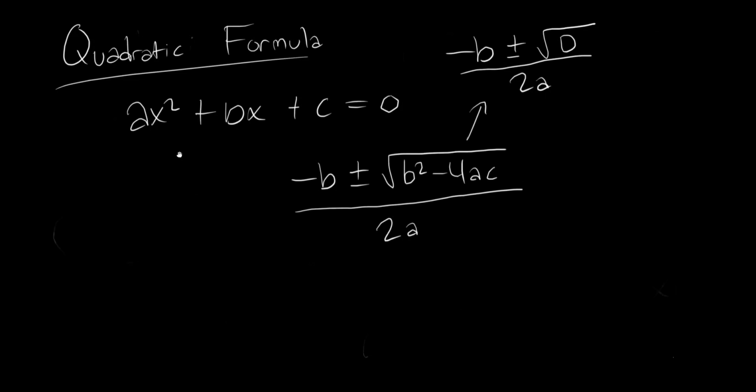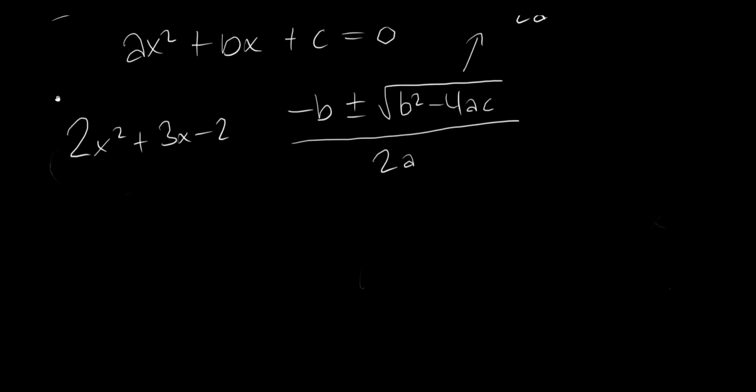So let's look at an example. For example, we have 2x squared plus 3x minus 2. And as you can see, if we try to find the a, b, and c here, the coefficients, a right here will be 2, as it is in front of the first x term, the x squared. B right here will be 3, and c, the constant, will be negative 2.